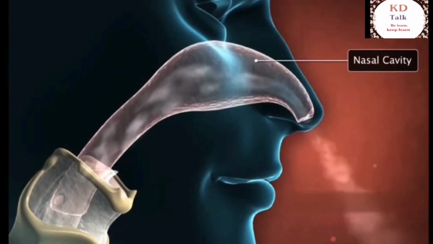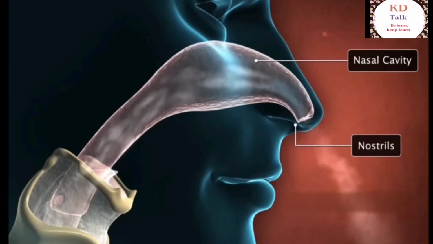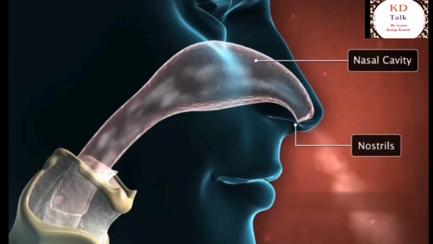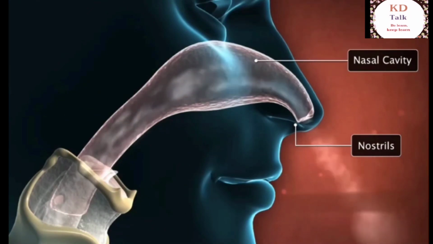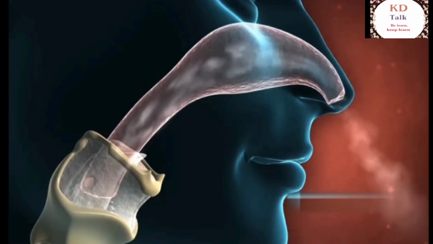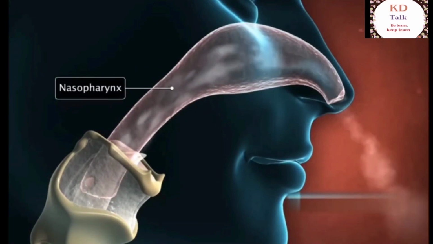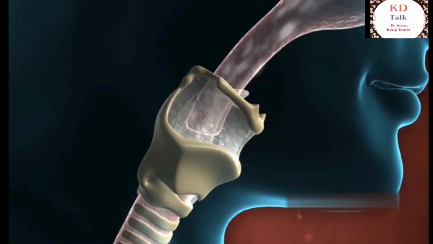The nasal cavity lies above the mouth. The nostrils are the openings to the nasal cavity. The nostrils and nasal cavity are the point of entrance and exit for air. The nasal cavity opens into the nasopharynx. The nasopharynx is a route for the passage of air.